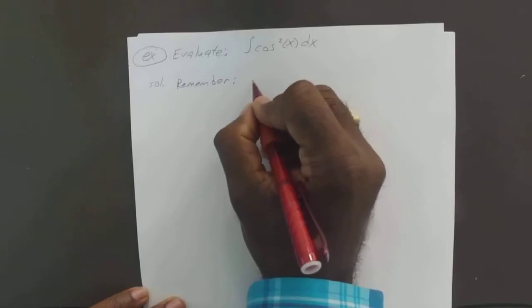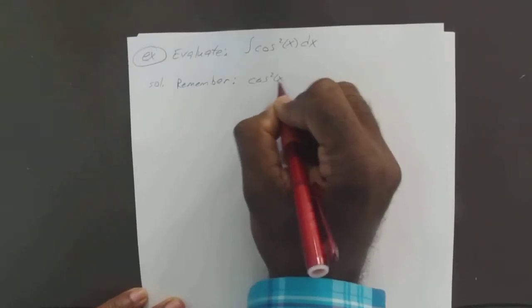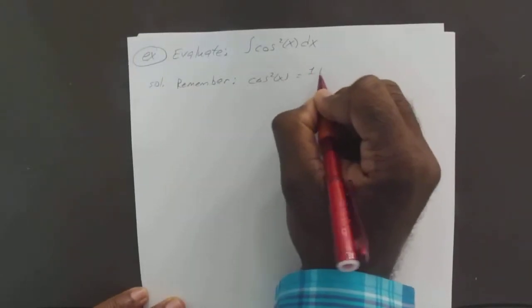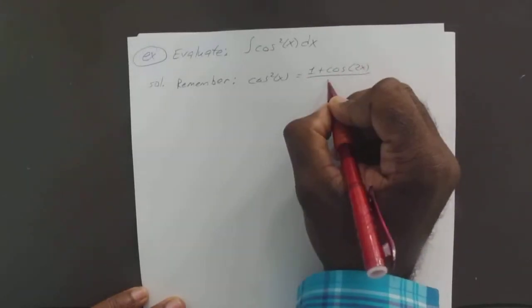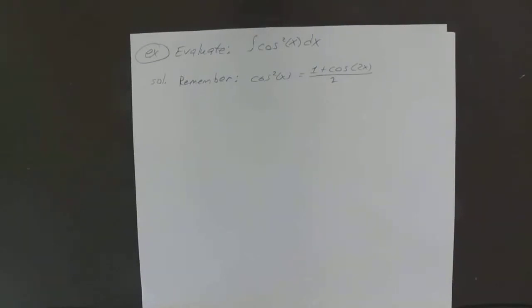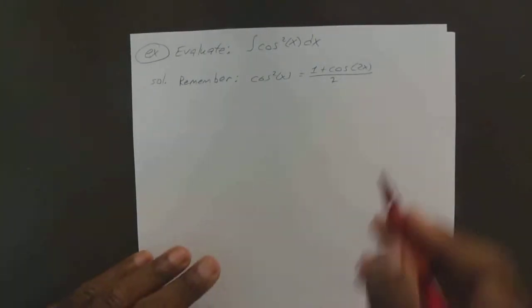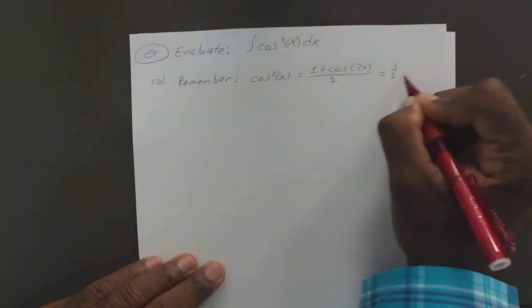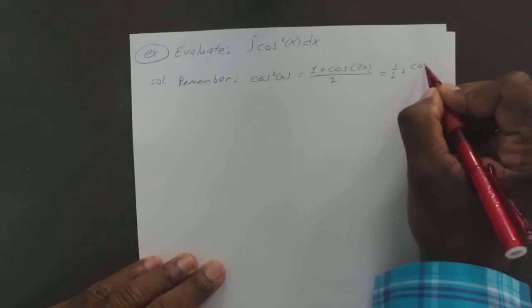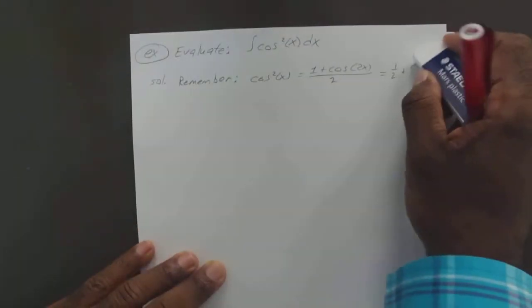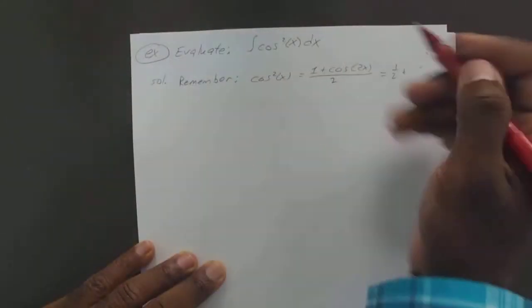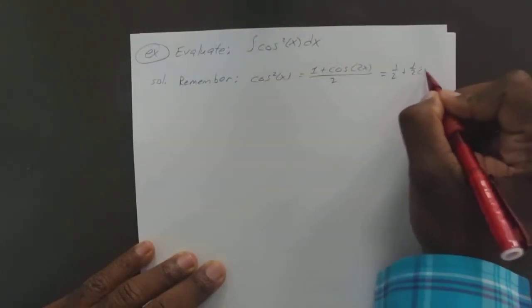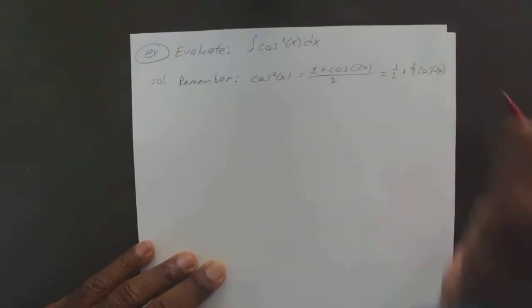Okay, so whenever you have just an even exponent for sine or cosine, remember, cosine squared of x is equal to 1 plus cosine of 2x divided by 2. Or you can just make it 1 half plus 1 half cosine of 2x.